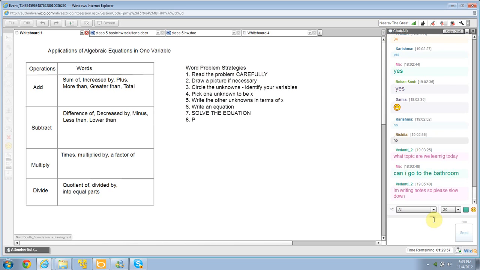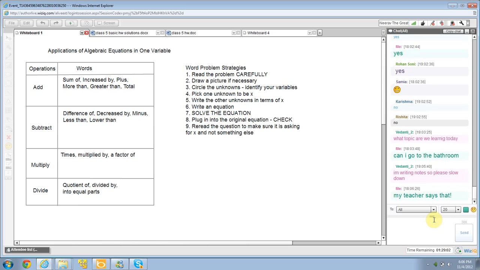So. Okay, next one is plug in into the original equation. So basically it's just checking your work. And number 9, reread the question to make sure it is asking for x and not something else. So just make sure your answer actually fits back into the equation.